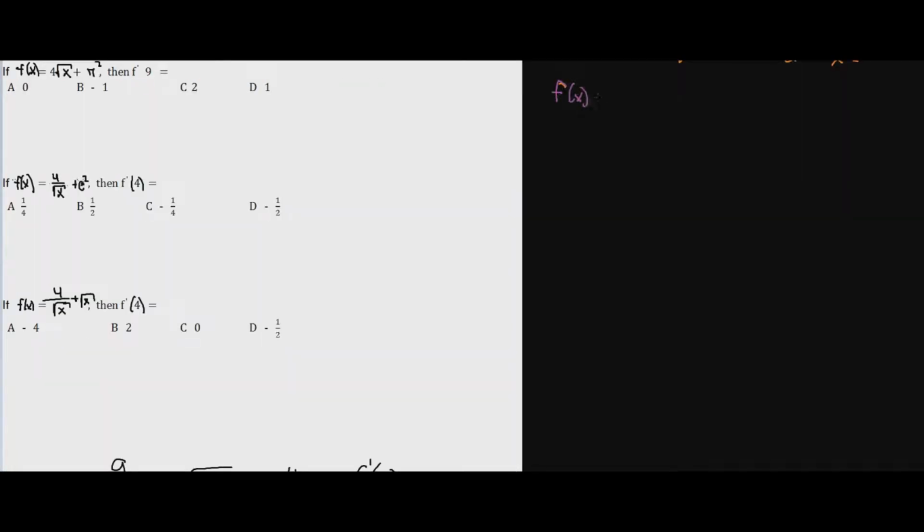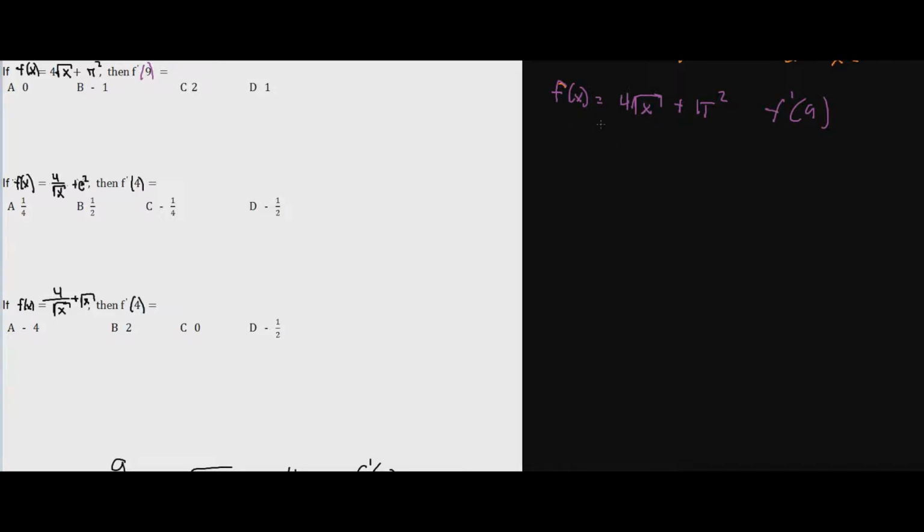We get f of x is equal to 4 times the square root of x plus pi squared, and we want to determine f prime of 9. Okay, there should be some parentheses around here. I'm going to change the color. I just don't like it for some reason. How about this? Okay, it'll be a surprise.